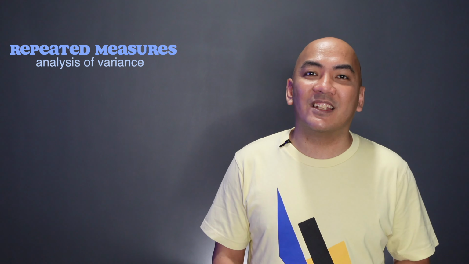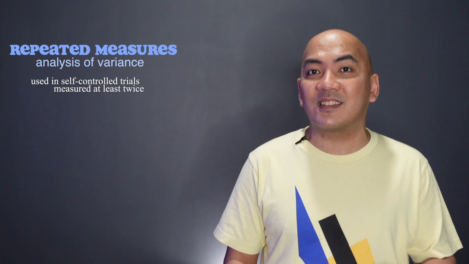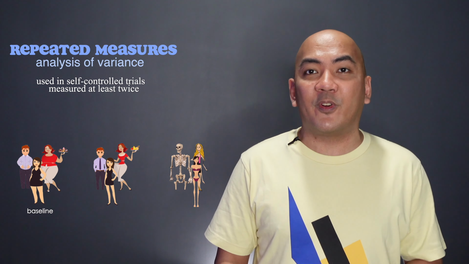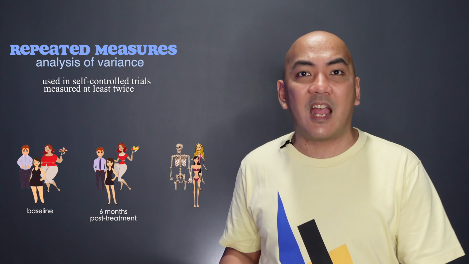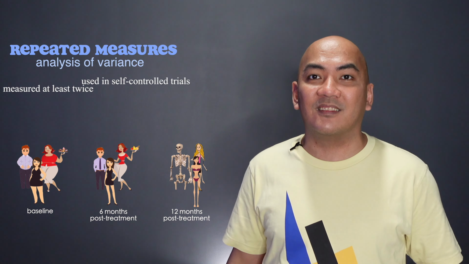Further, repeated measures analysis of variance may be used in self-controlled trials when there's at least two measurements. So let's say there are three measurements in which the first measurement is the baseline, the second measurement is 6 months after, and another 6 months after is the third measurement.